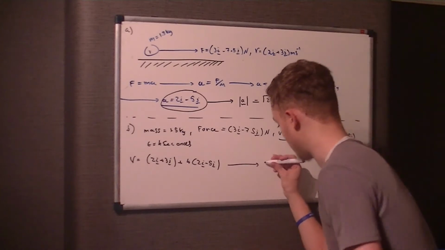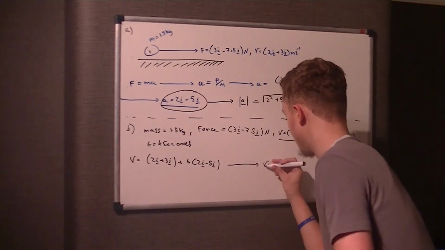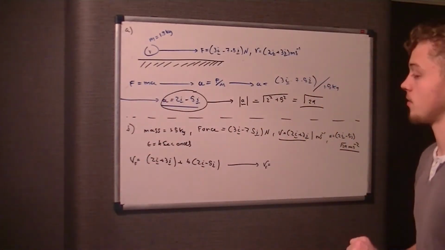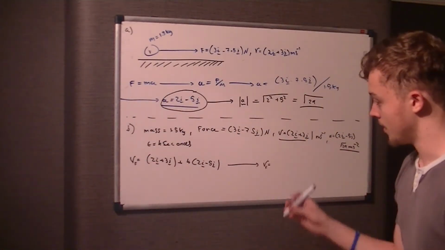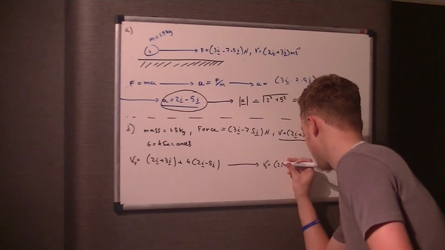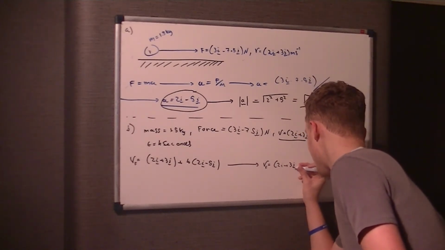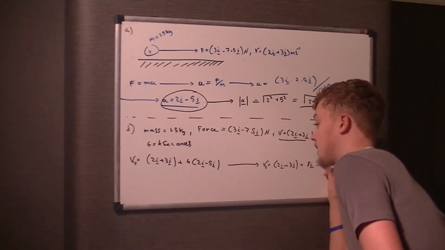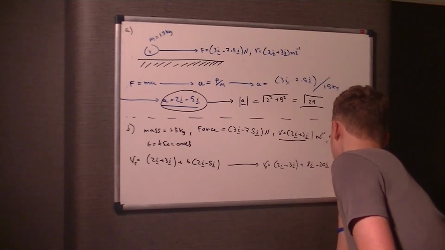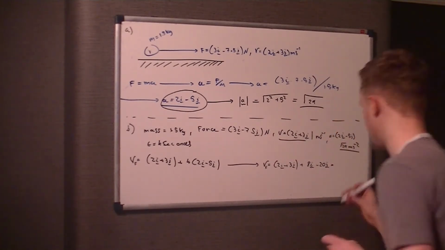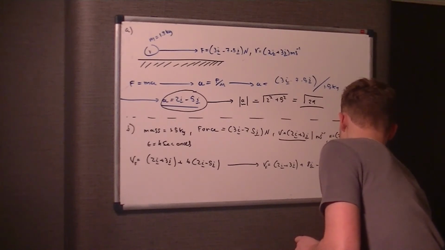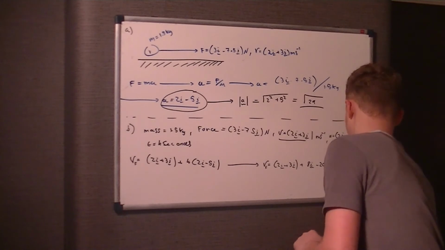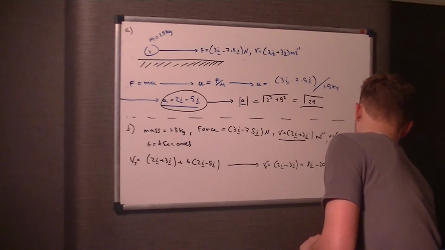Okay, so expand this out. I'm going to put Vf here. So Vf is equal to 2i plus 3j plus 8i minus 20j. If we simplify this down, collecting the i's and the j's together, Vf is 10i minus 17j.